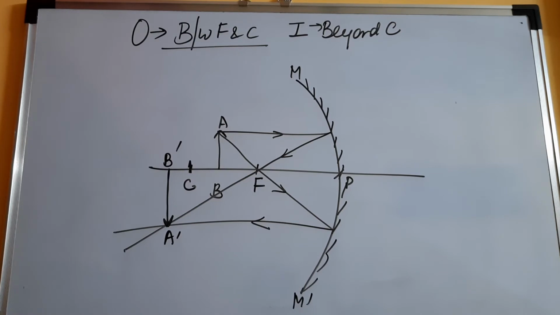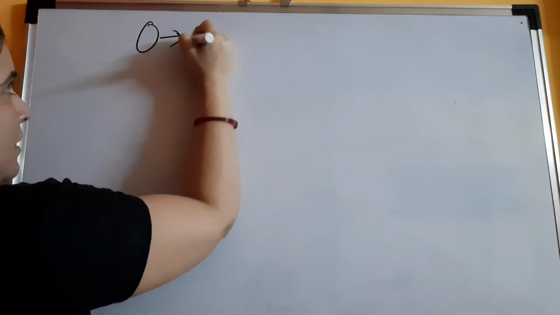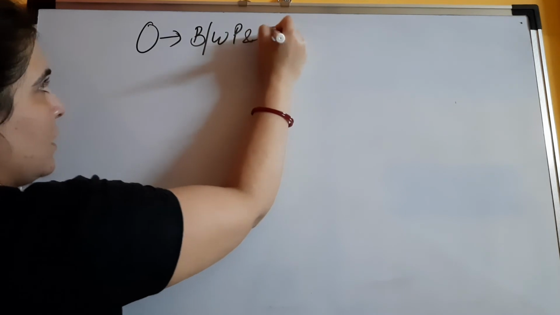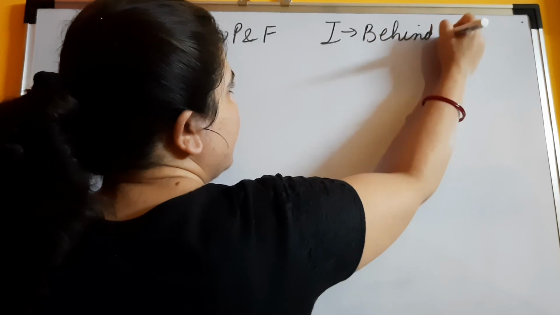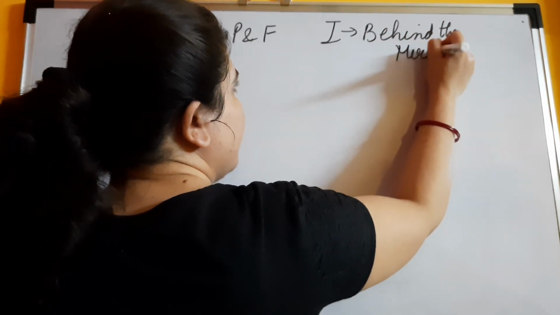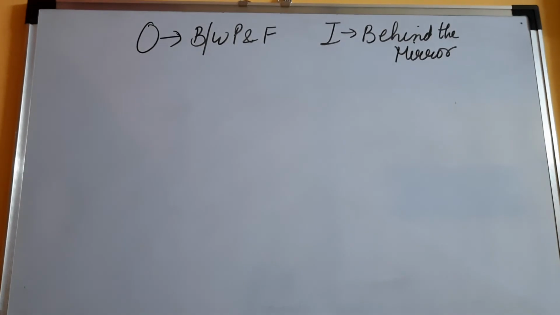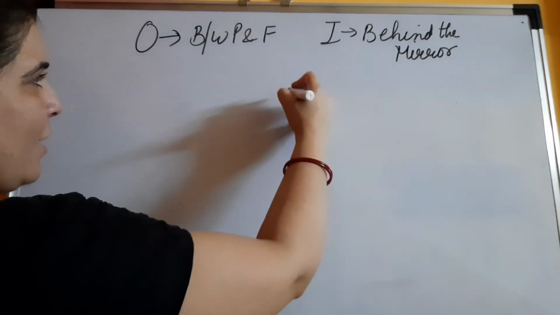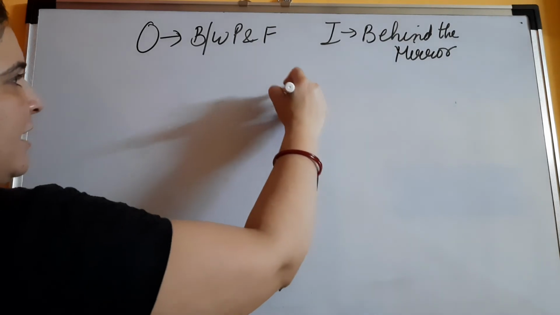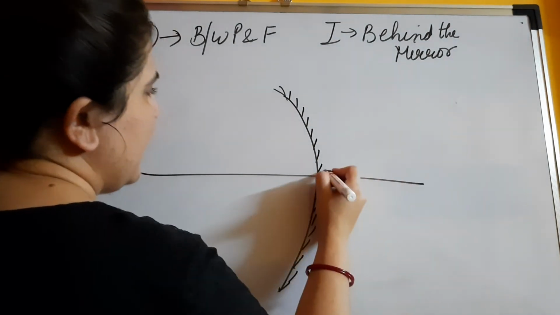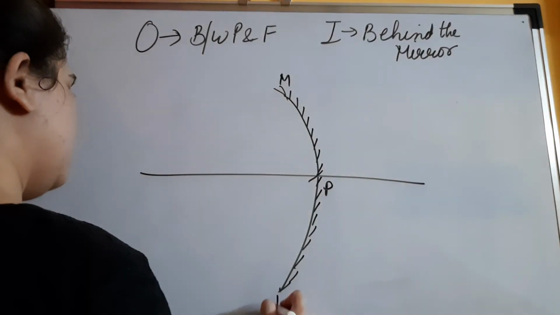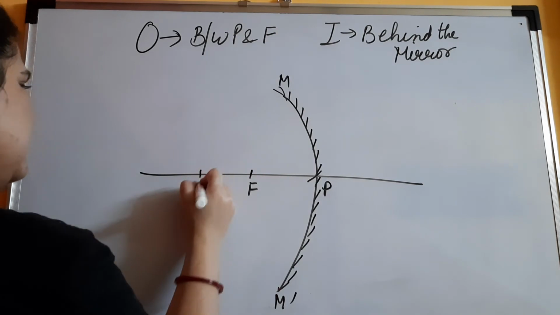So now moving ahead to the last case that we have for the concave mirror. We are going to take the object between pole and focus. The image is going to form behind the mirror, and it's going to be highly enlarged. Let's first see how it is drawn. Again, we are going to take a concave mirror, polish it, principal axis, pole, aperture, focus, center of curvature.